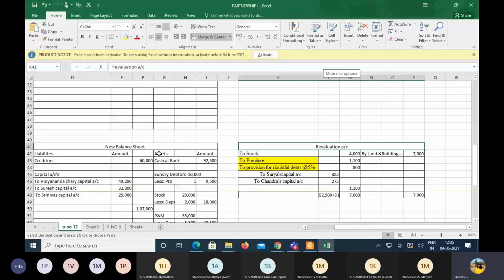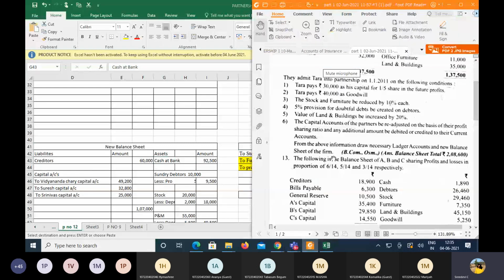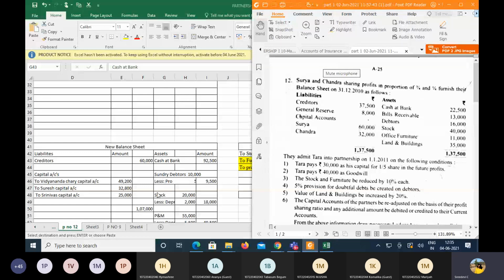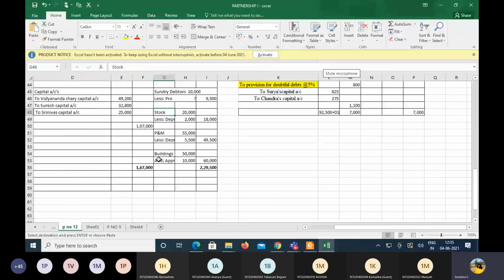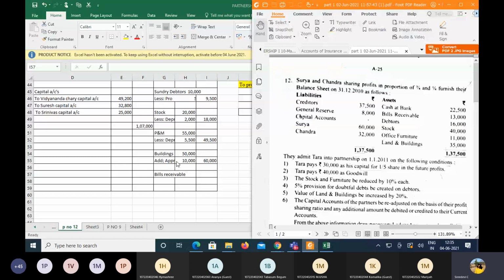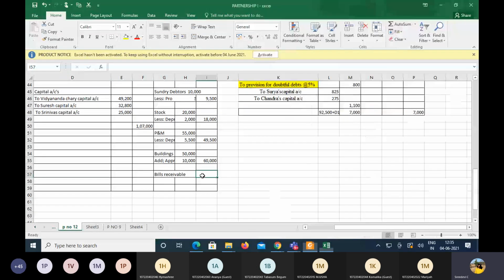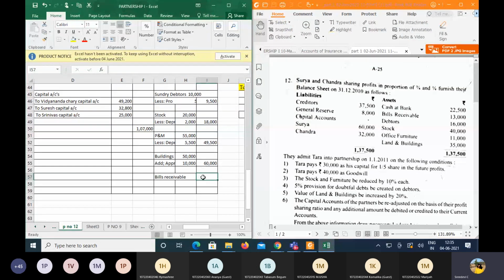Now, we have already got the cash amount. Let us also have a look into the balance sheet so that we can pick up the amounts from here. So in the balance sheet, we have the bills. We did not change anything, so the bills are going to remain the same. Bills receivable is 13,000. We didn't change that.